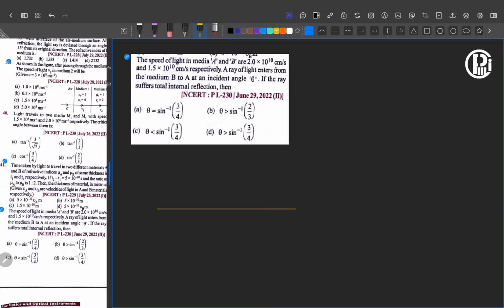This is the interface. Now the light is moving from one medium to another medium. It separates the two media, medium 1 and medium 2. Let's say this is the rarer and this is the denser.